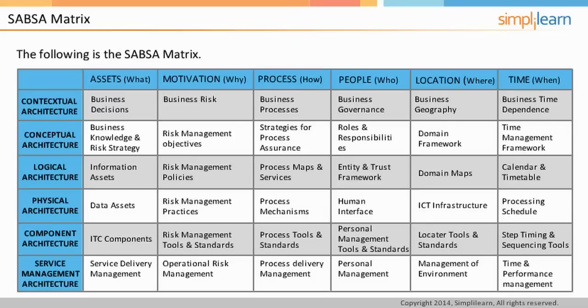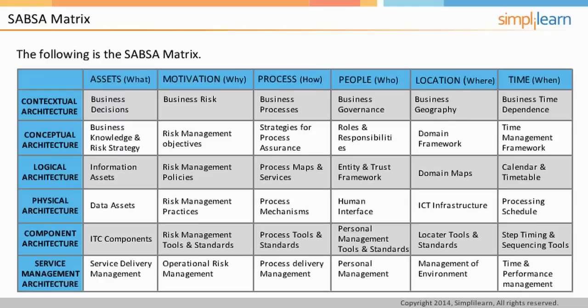In the figure, each of the 6 horizontal layers of abstraction of the architecture model, contextual, conceptual, logical, physical, component, and service management, has been depicted. Each of the sections has a series of vertical cuts through each of the horizontal layers, answering the questions. What are you trying to do at this layer? The assets to be protected by your security architecture. Why are you doing it? The motivation for wanting to apply security expressed in the terms of risk. How are you trying to do it? The processes and functions needed to achieve security.